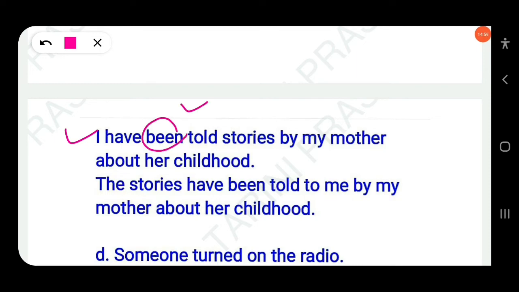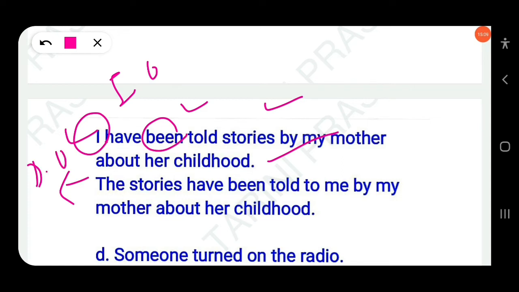I have been told stories by my mother about her childhood. Or, using the direct object: the stories have been told to me by my mother about her childhood. Clear? The first one uses the indirect object, the second uses the direct object. Then the next question.